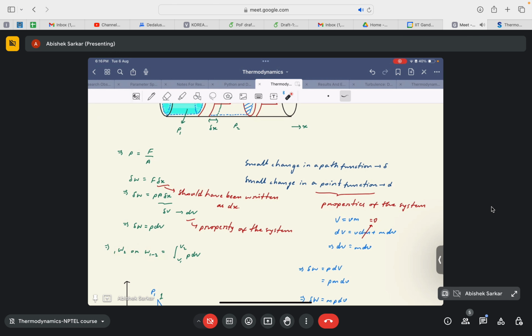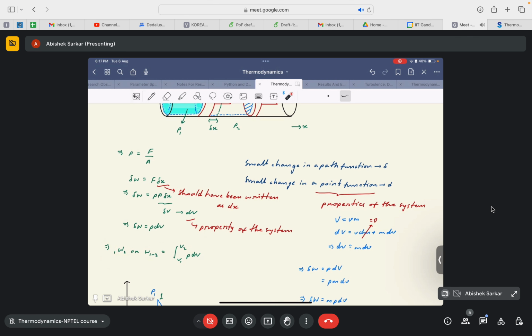Either we can use this notation or this notation. Personally I like to use this notation, but it's up to the choice of the individual. It's completely fine, you can use either of them as a standard notation to denote work interactions from point 1 to point 2. So work interaction from point 1 to point 2 can be written as an integral of PdV from volume V1 to V2. Or otherwise you can also write it from point 1 to point 2. That's completely fine.